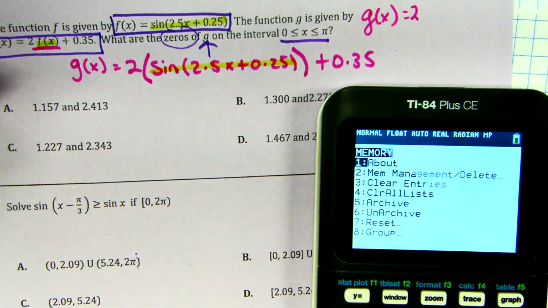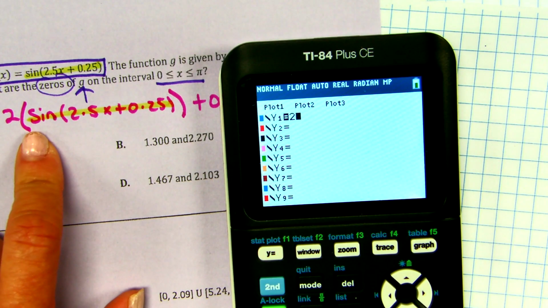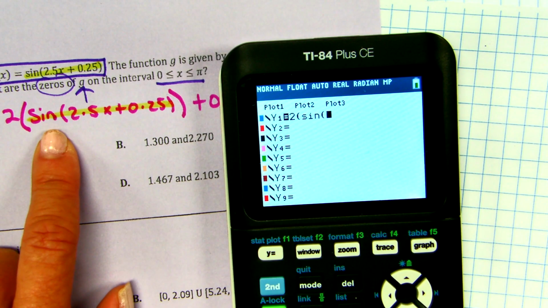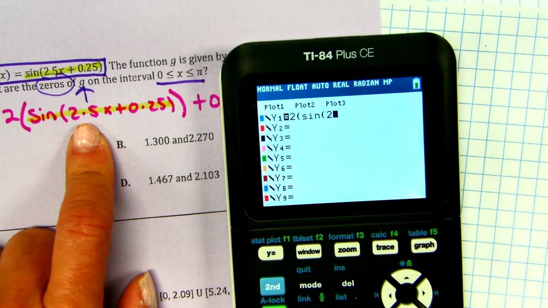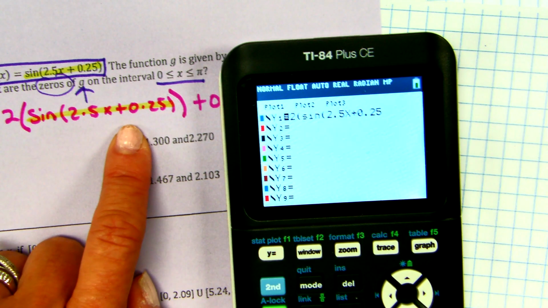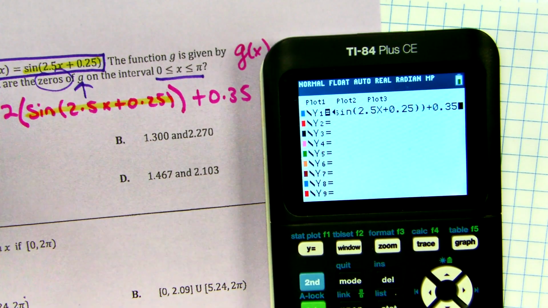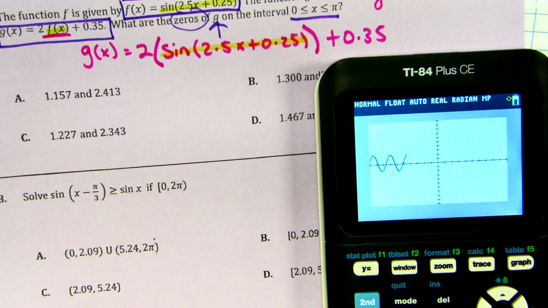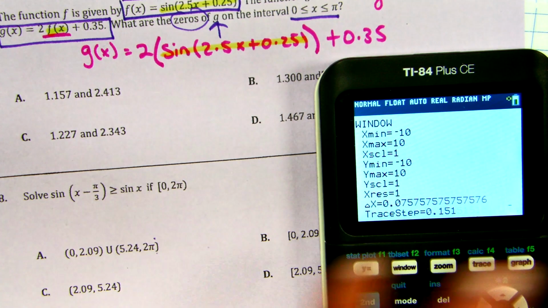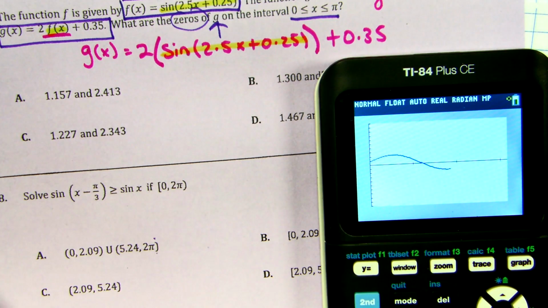So clearing my RAM, y equals 2, open parentheses, sine, open parentheses, 2.5x plus 0.25, close, close, plus 0.3. Oops, I forgot to change my window. See, I don't want all of that. I just want from 0 to pi. So I go back to my window, 0, pi. Look at it again. Much better.